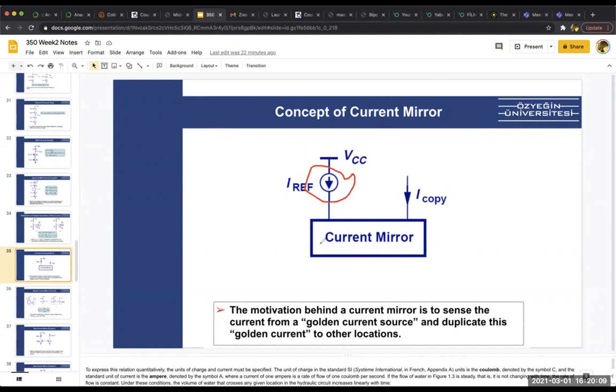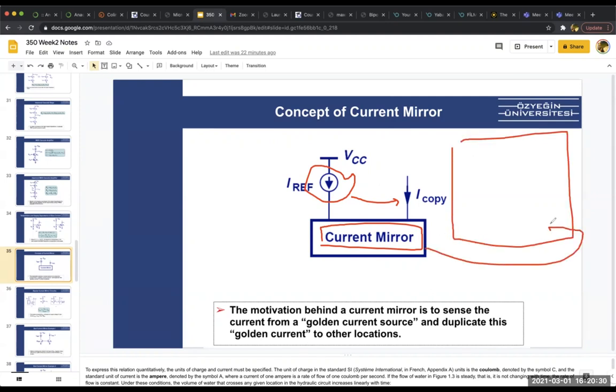And the current mirror's purpose is to get that IREF and to copy it. So basically, we are able to copy this IREF version to everywhere in our chip. We can use it here. We can use it here. We can use it here. Since we designed this once, we can duplicate it to other locations.